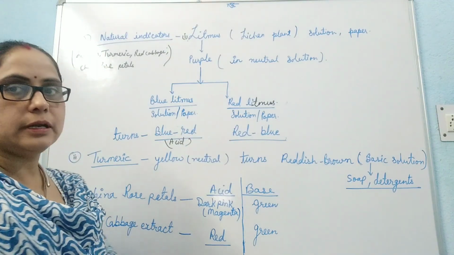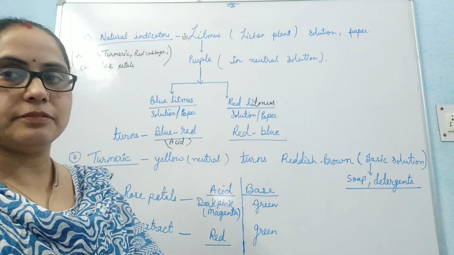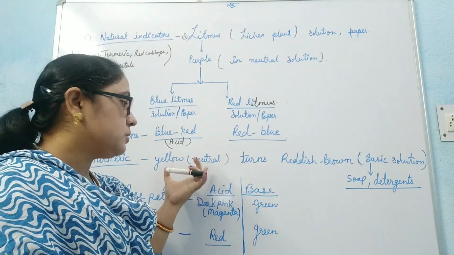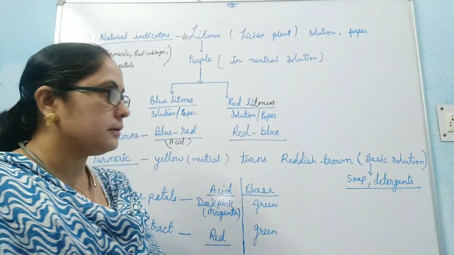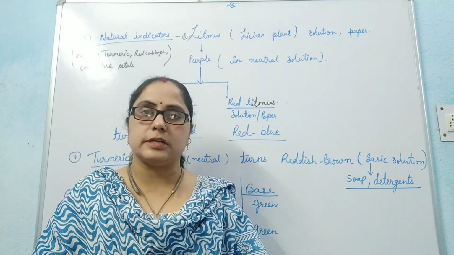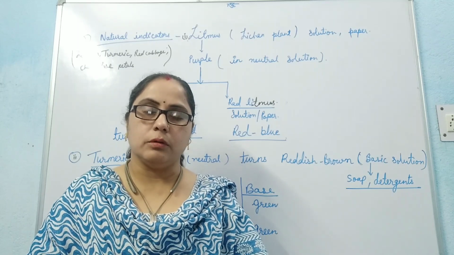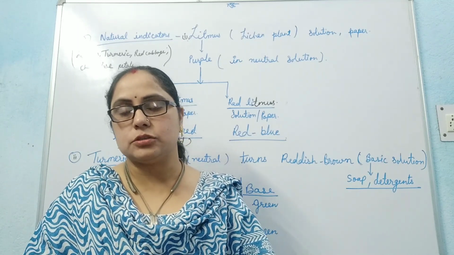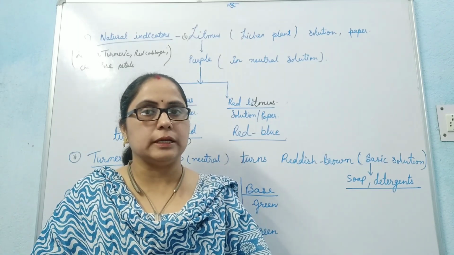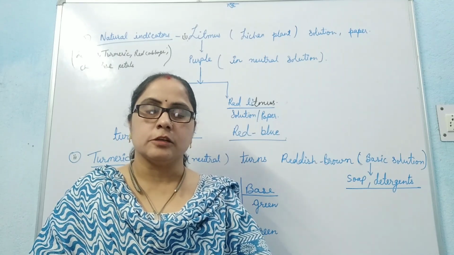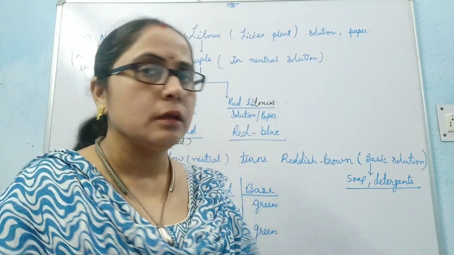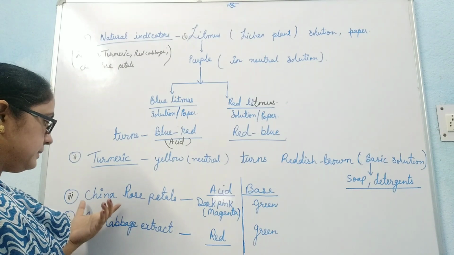Now we have the second natural indicator, that is turmeric. Turmeric is very familiar, which we use in our kitchen also. It is yellow in color. We have noticed that turmeric changes the yellow stain of curry into reddish brown when it is scrubbed with a detergent solution or soap. Because soap and detergent both are basic in nature, they are bases, so it changes its color from yellow to reddish brown.